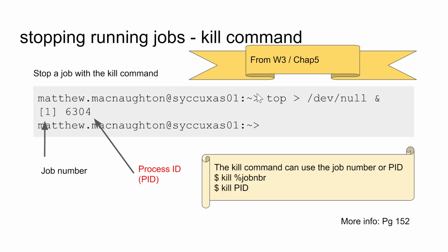Another thing that you'll see in the text is the kill command, which is an interesting and sort of unfortunately named command. The way to stop a job that's running is to use the kill command. Now, ultimately, the kill command is nothing more than a way to send a signal to a process. Well, that's a lot to get your head around.